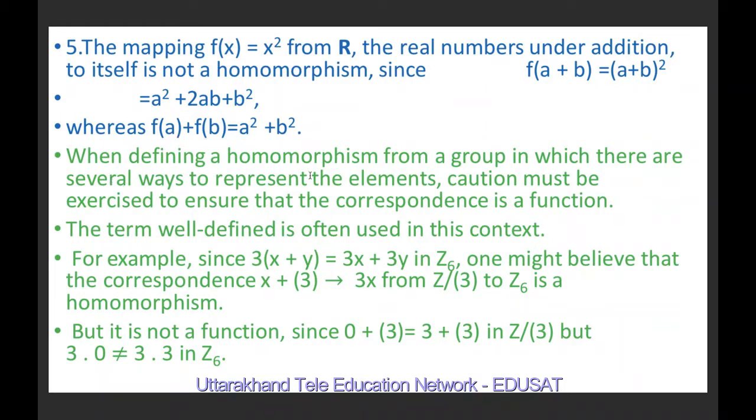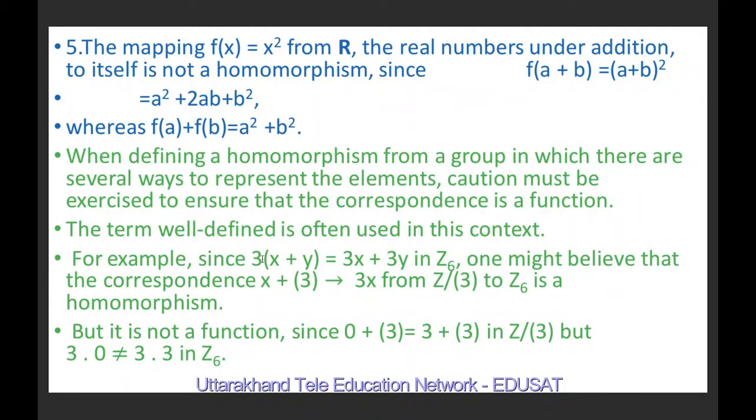So while defining a homomorphism from a group in which there are several ways to represent the element, caution must be exercised to ensure that the correspondence is a function. It is a necessary requirement that the correspondence should be a function. The term well defined is often used in this context, meaning operations should be well defined.